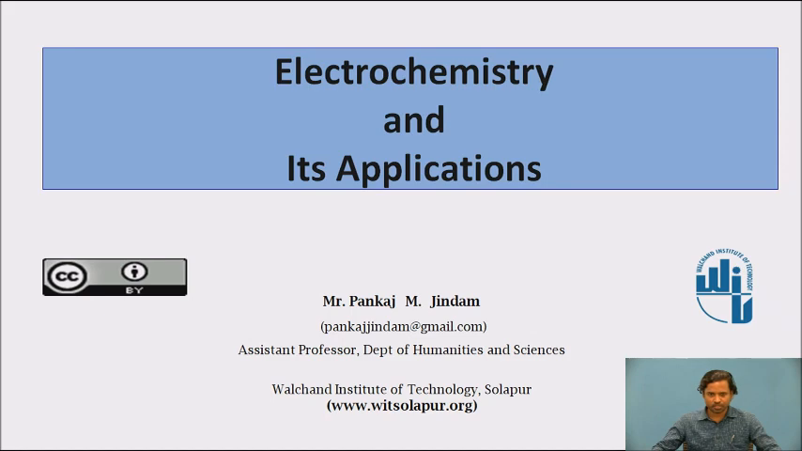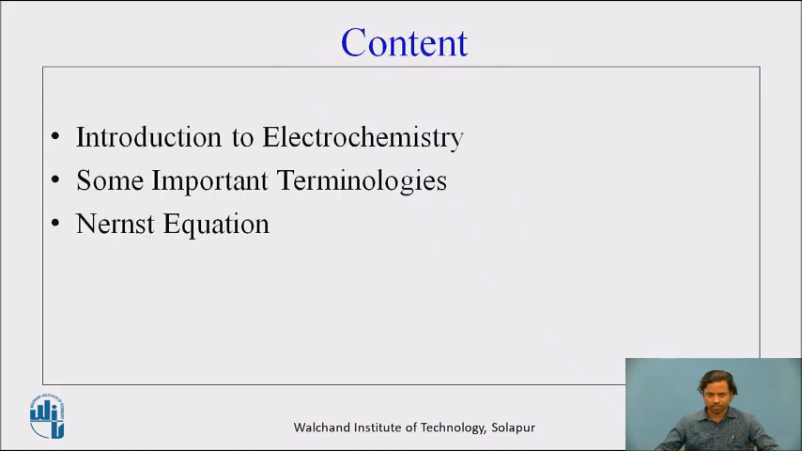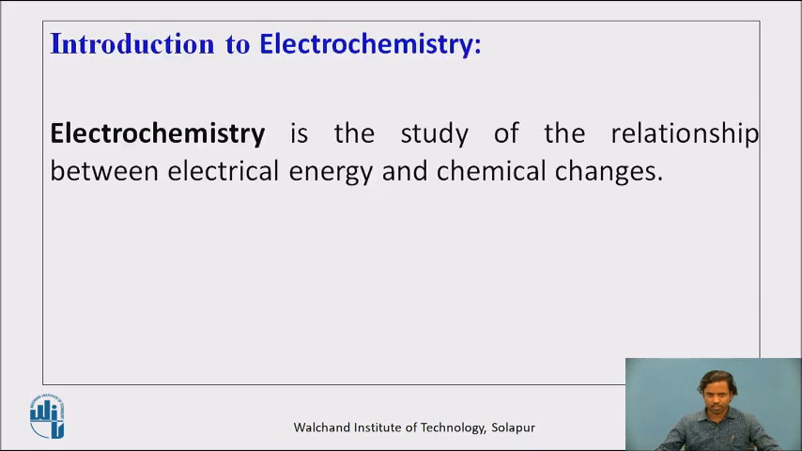In this lecture, we will see electrochemistry and its applications. A learning outcome for this topic will be, at the end of this session, students will be able to understand some important terms involved in electrochemistry and the Nernst equation. So, things that are covered in this lecture are introduction to electrochemistry, some important terminologies in electrochemistry, and finally we will see the Nernst equation. So what is electrochemistry?